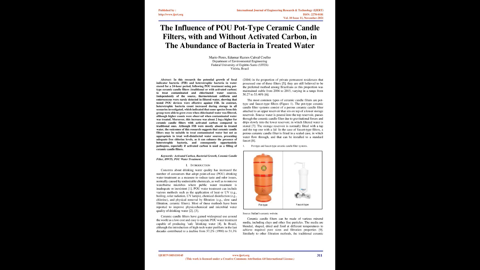The most common types of ceramic candle filters are pot-type and faucet-type filters, Figure 1. The pot-type ceramic candle filter systems consist of a porous ceramic candle filter attached to an upper reservoir that sits on top of a lower storage reservoir. Source water is poured into the top reservoir, passes through the ceramic candle filter due to gravitational forces and drips slowly into the lower reservoir, in which filtered water is stored. The storage reservoir is normally fitted with a tap and the top one with a lid.